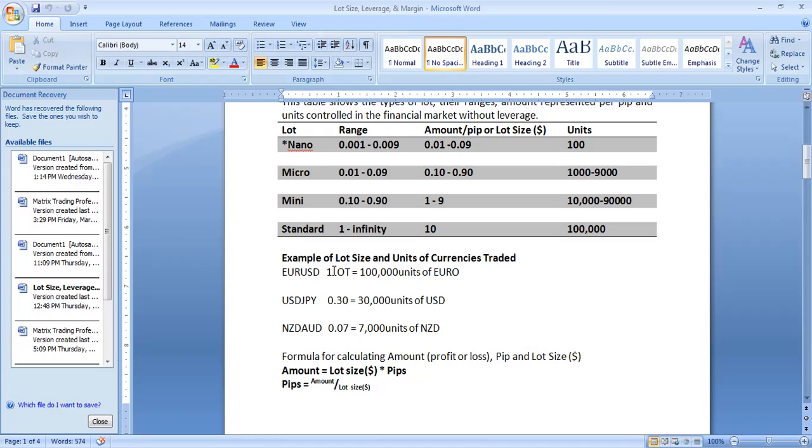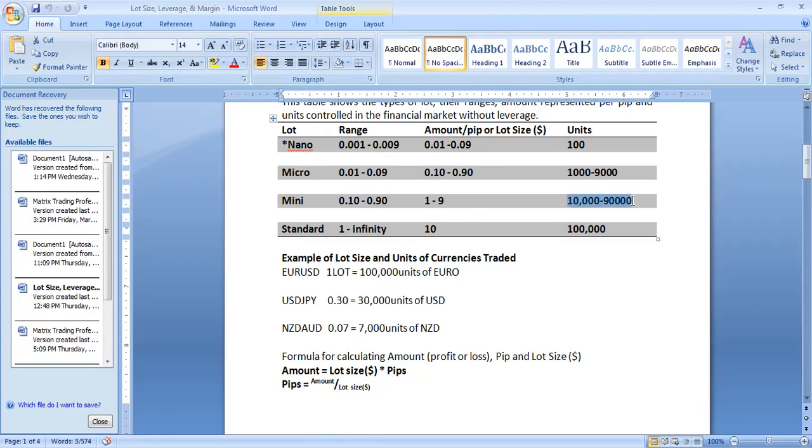So the lot size here, if it's one, it's with reference to the unit of euro that is purchased. So one lot size means 100,000 units. You can see here, 100,000 units. One lot size in units means 100,000 units. 0.1 lot size means 10,000 units. 0.01 lot size means 1,000 units. So if I do 0.05, it's in between this range. 0.05 means 5,000 units. Then if I do 0.07, it means 7,000 units.